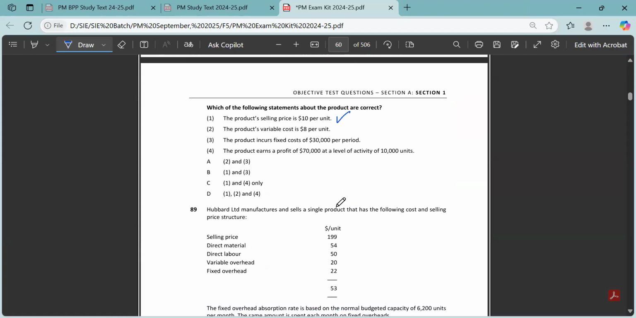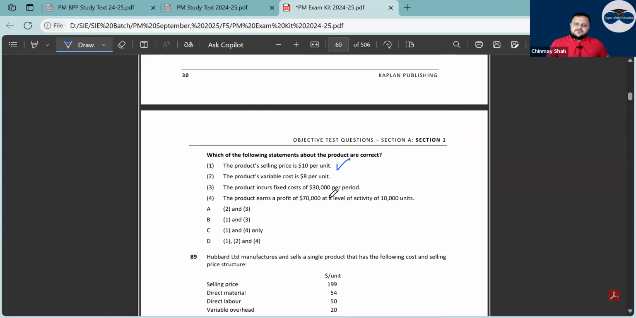So is variable cost $5? No. Is variable cost $8? No. It is $5. Correct. The product incurs fixed cost of 30,000 per period. Is that correct? Fixed cost is 30,000. Yes, sir.